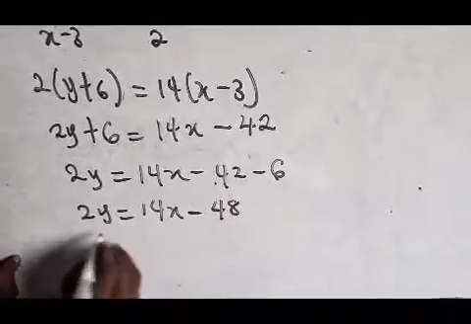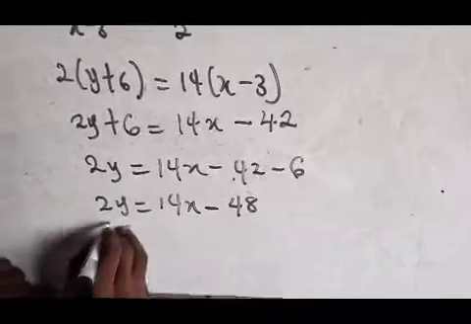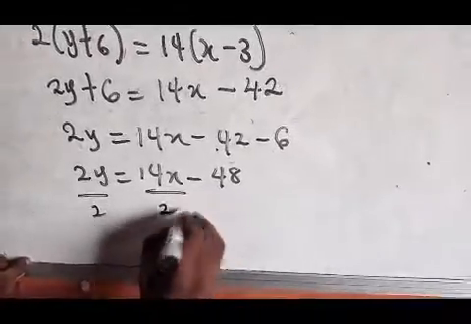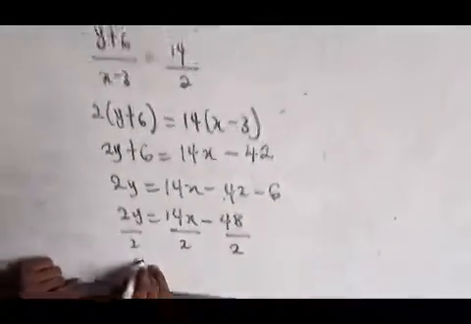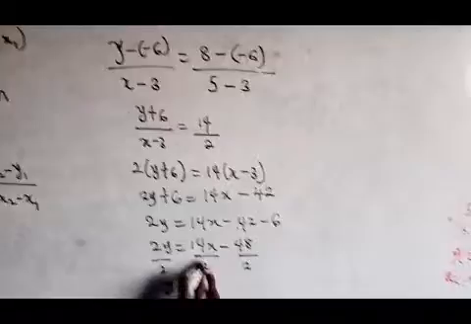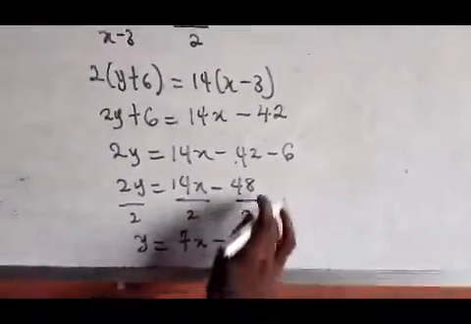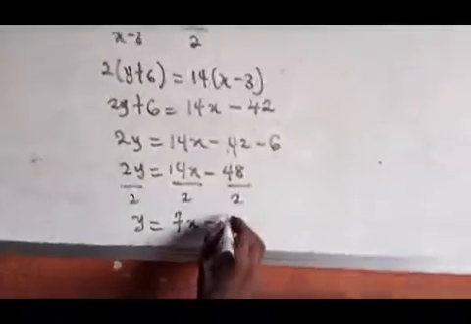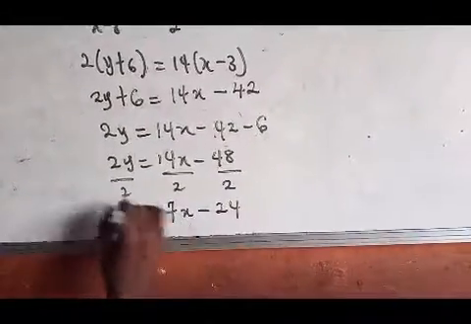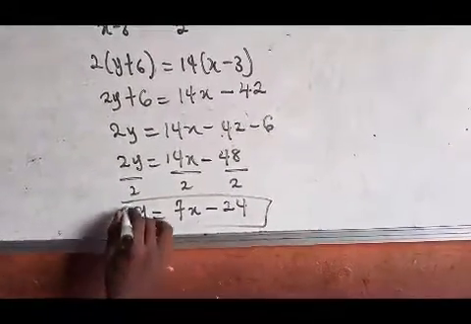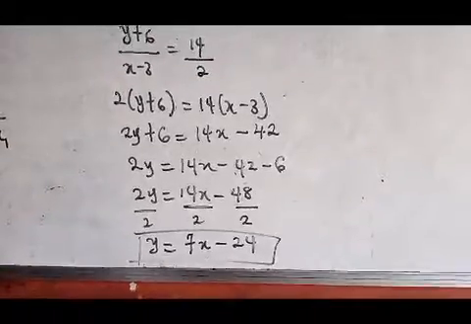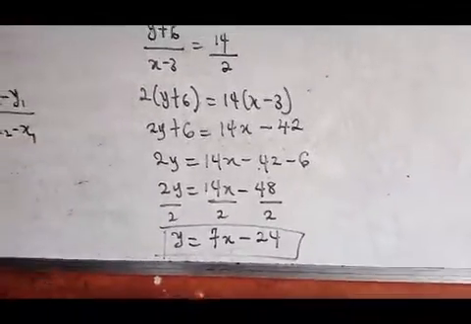So divide through by 2. If you divide through by 2, you are going to have y equals 14 divided by 2, which will give you 7x, minus 48 divided by 2, which will give you 24. So this is the required equation of the line.